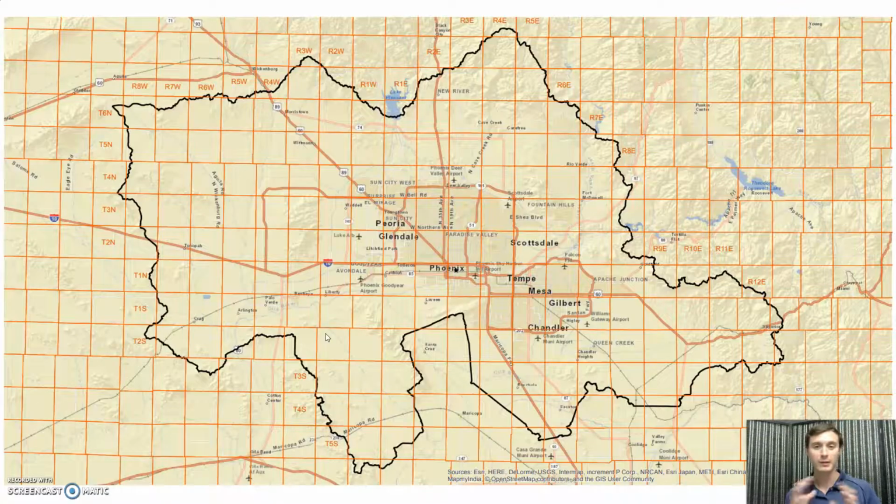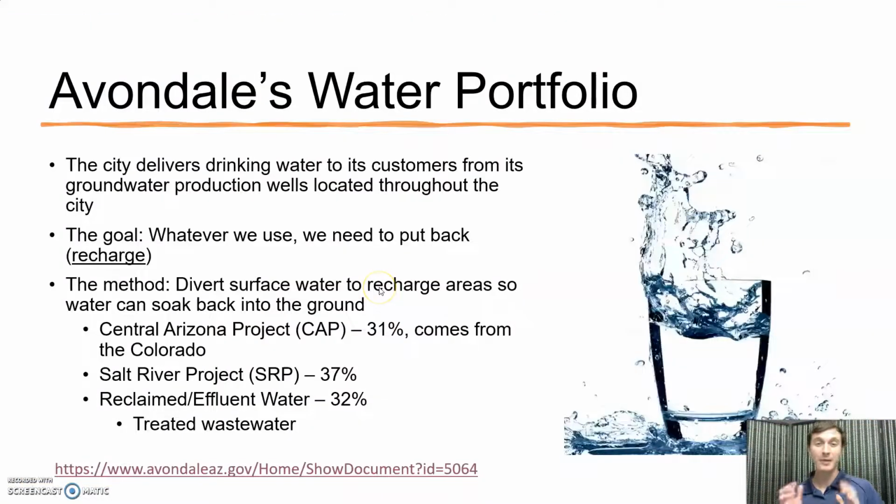Now, I've included this just to illustrate the size and scale of the active management area in Phoenix, right? So we have Phoenix proper here, Glendale, Avondale over here, but the total amount of area is much larger, a much larger region. And why would this be? The actions of one person in any of these areas is going to affect the groundwater levels of the areas around them. That's why. So what about Avondale specifically? Where do the people of Avondale get their water? Well, as far as drinking water goes, drinking water in Avondale comes from groundwater production wells, right?